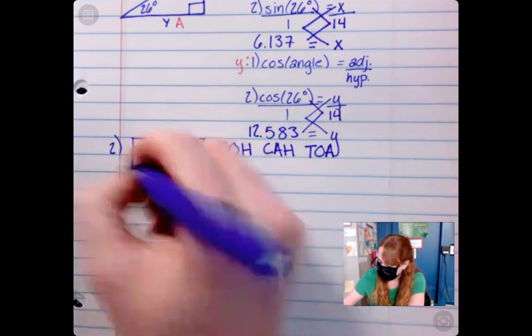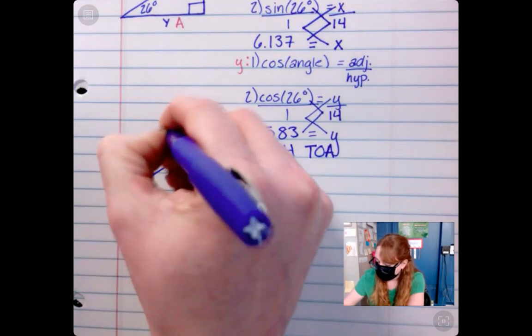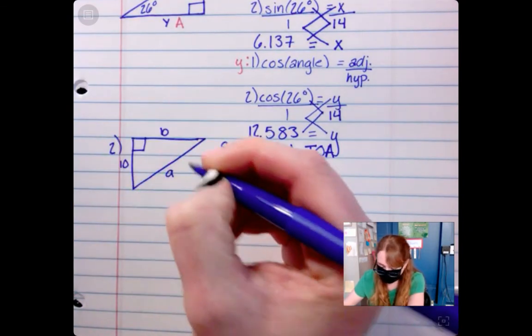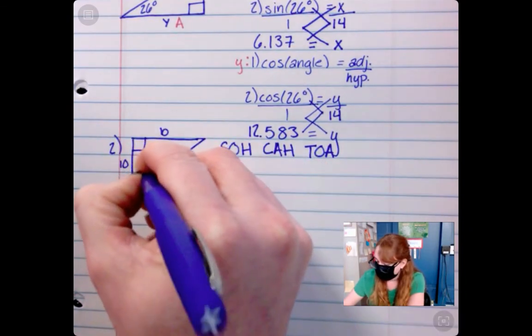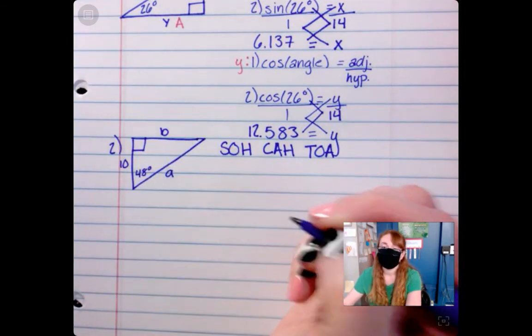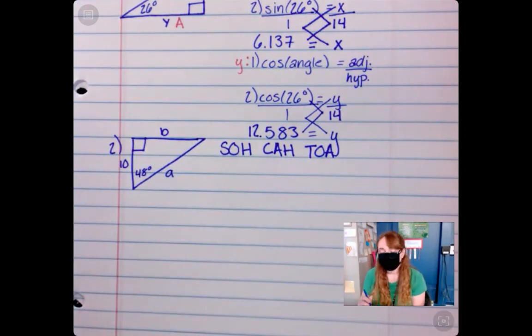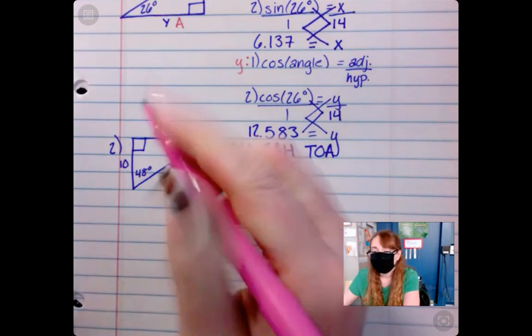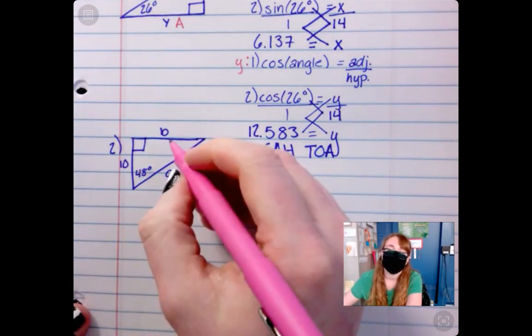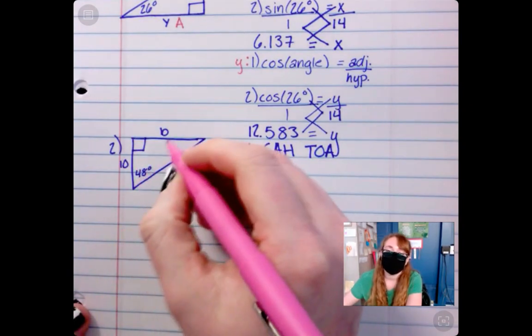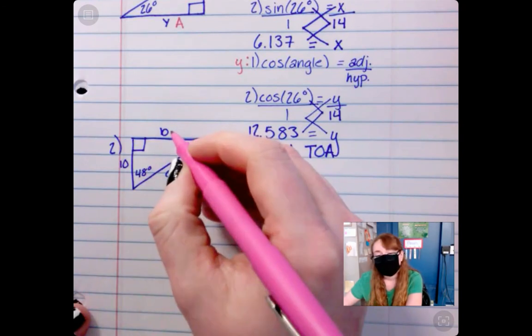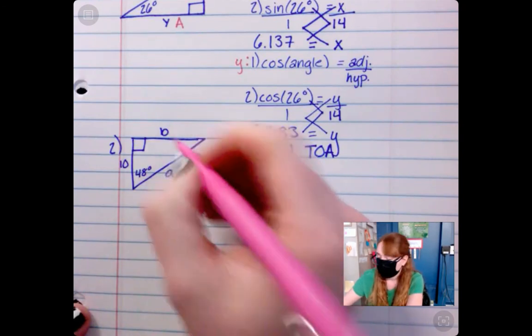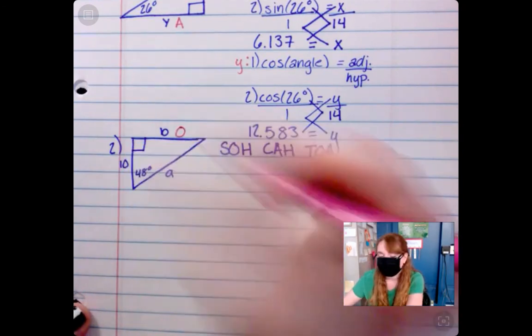Okay, here we have the side lengths of 10, B, and A, and then the angle of 48 degrees. So again, the first thing we want to do is determine which side is our opposite, adjacent, and hypotenuse. So from this 48 degrees, the side that is across from this 48, our B, is our opposite side. So I'm going to label this with an O.